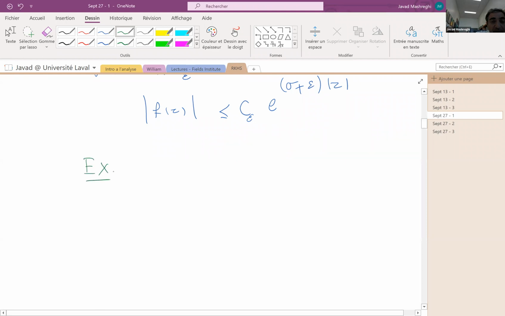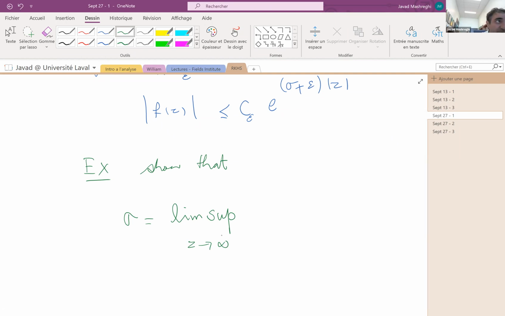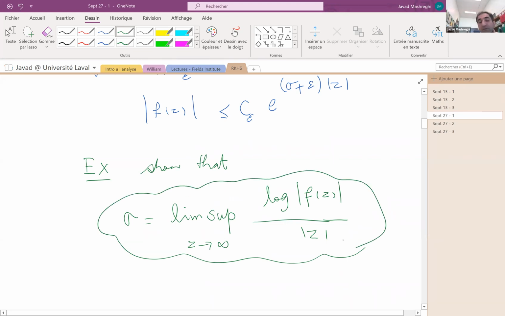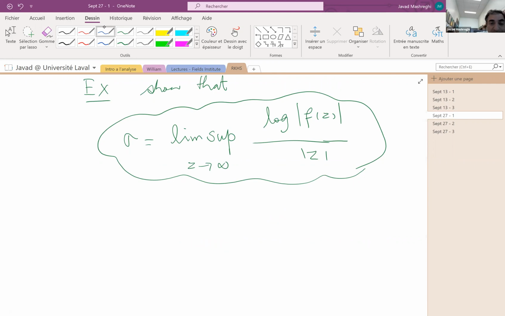Exercise: how to find sigma. Show that sigma is given by this formula. It's the lim sup as z goes to infinity, and that's the point, z goes to infinity with no restriction on the direction, any direction it can go to infinity, of log of mod f of z over mod z. This is the formula for the best exponent that we can use, and it gives us the type.